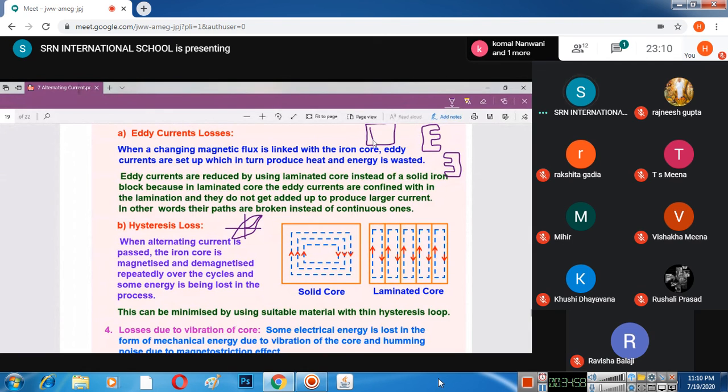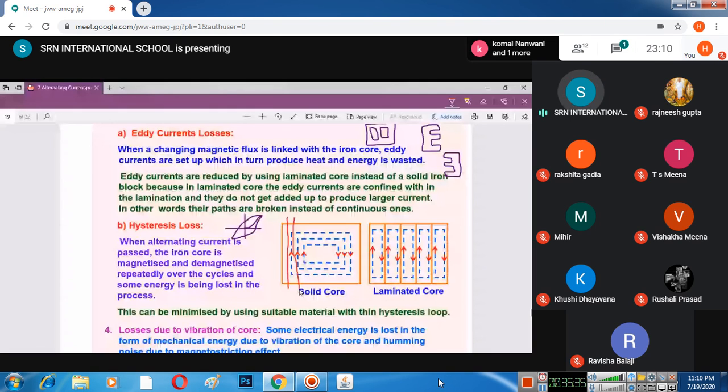Here, and this is a shell type transformer. So instead of using a solid core, we have used a laminated core. Laminated core means we have divided the soft iron into many small portions, where thin sheets are used. These thin sheets have reduced the eddy current. This is the advantage of using the laminated core.